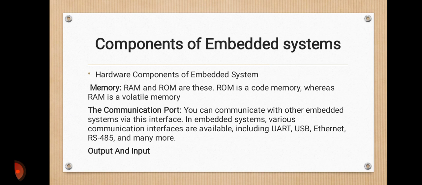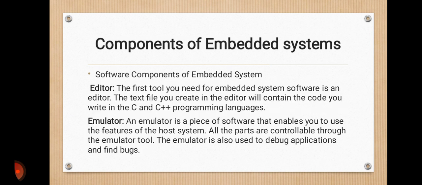And next one is the communication port. This is used to communicate information or data from one hardware to another. Next one is the output and input. The above are the hardware components of embedded systems. Now let us see the software components of an embedded system.